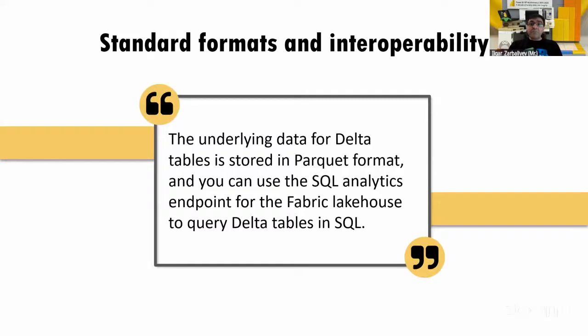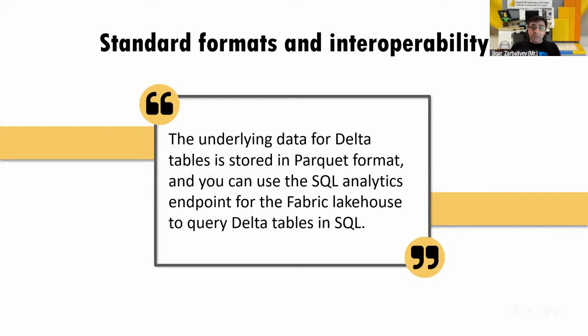There is a fifth benefit that deserves a slide of its own because it's the one that makes Delta tables a good citizen in a wider architecture. Standard formats and interoperability. The underlying data for Delta tables is stored in Parquet format, the same format that's commonly used in data lake ingestion pipelines everywhere. There is no proprietary container, no lock-in. Any engine can read Parquet, can read your data files.